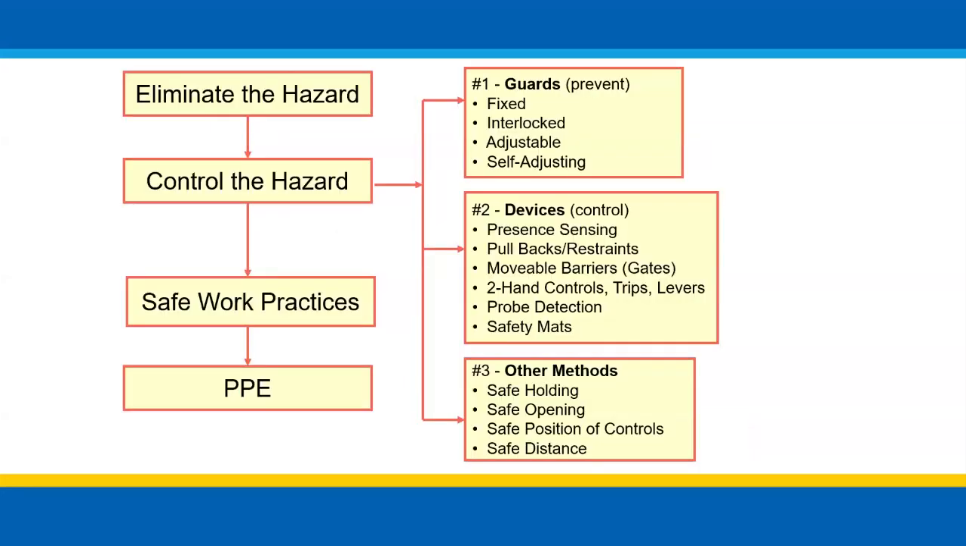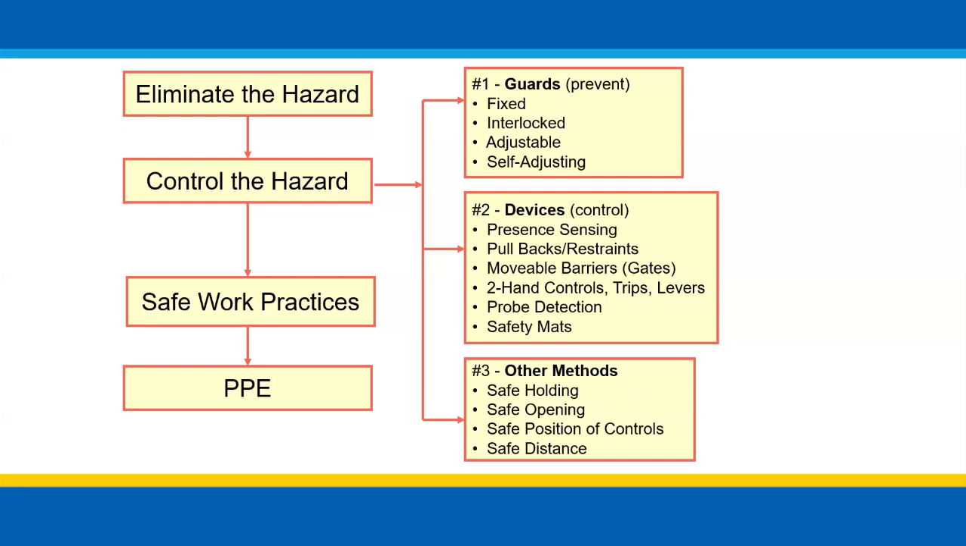This chart is an example of how to work through the hierarchy of controls with regards to machine guarding. First, can we eliminate or substitute out the machinery altogether? This is usually not possible if the equipment is required for production. So next, we look to control the hazard through engineering means. Consider which type of guard will be most effective for the equipment. Can other safeguarding devices or designs be effective at controlling the hazard?